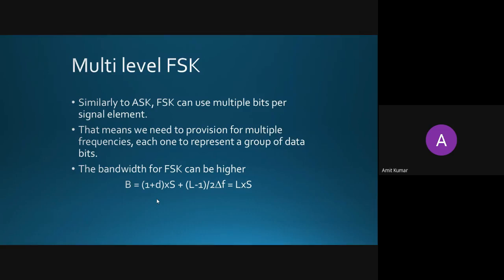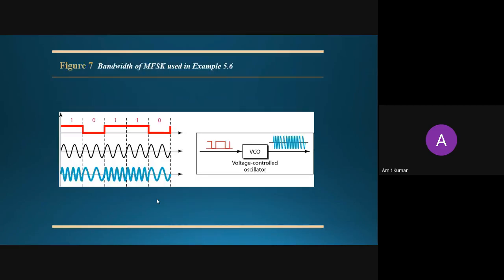Now, if you are having multiple bits, you are having multiple levels. If you are having 2 bits, you are having 4 levels: 00, 01, 10, and 11. Now, if you are having 4 levels, then you will need to see what the bandwidth will be. Now, why will bandwidth be affected?